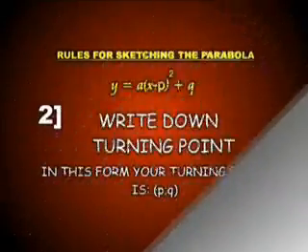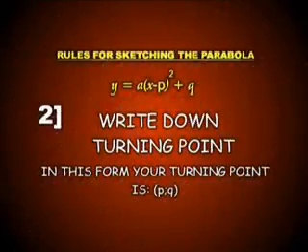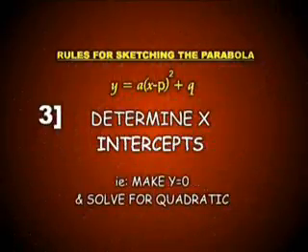Rule number 2. Write down your turning point. If it is in this form, your turning point is very simply (p, q), p being your x value of the turning point and q being your y value. Rule number 3. Determine your x-intercepts. Do this by making y equal to 0. That means that a(x minus b) squared plus q equals 0, and you solve for the quadratic.